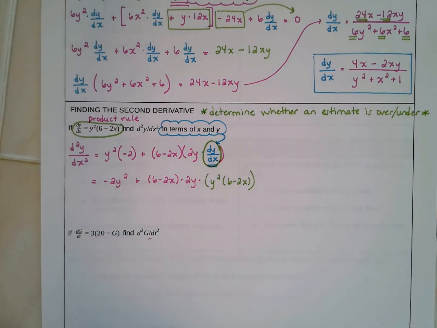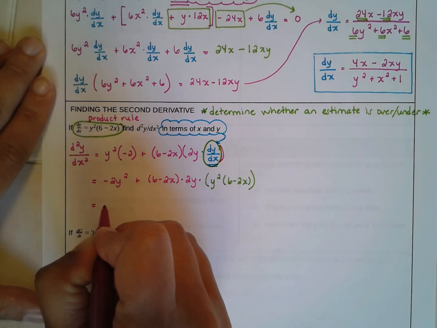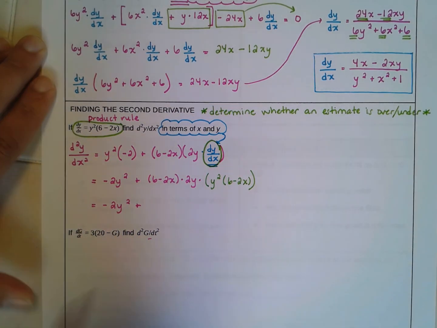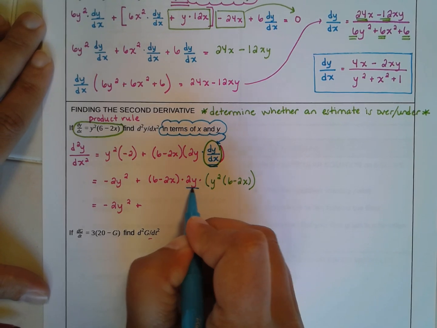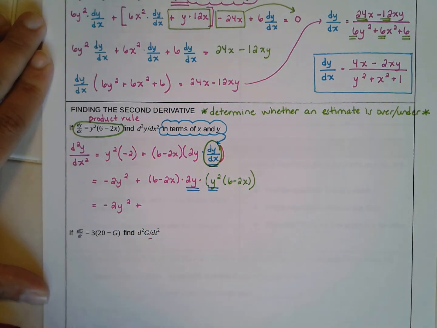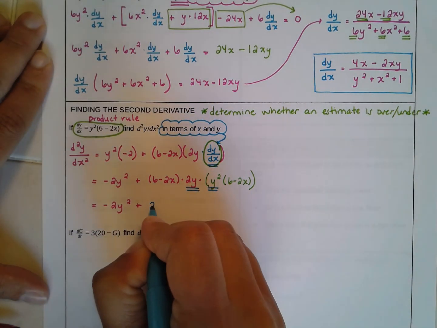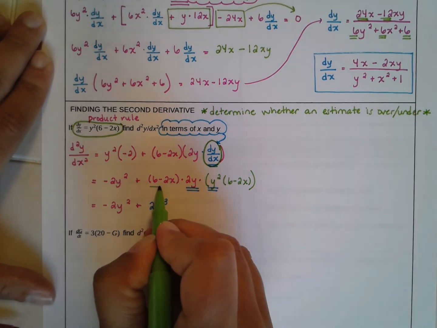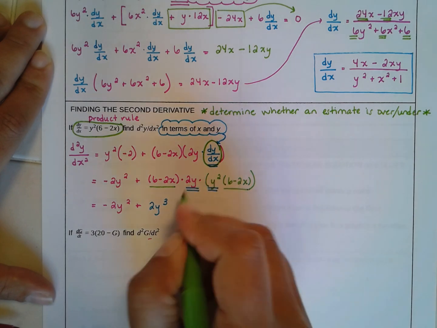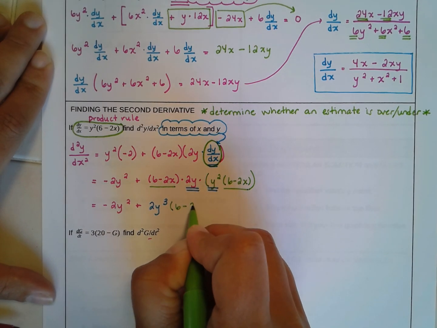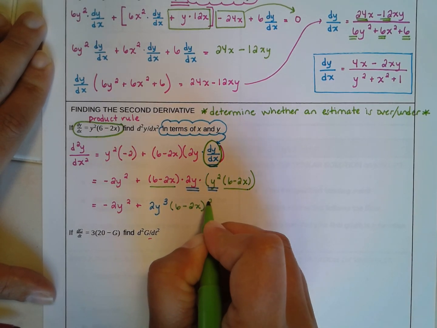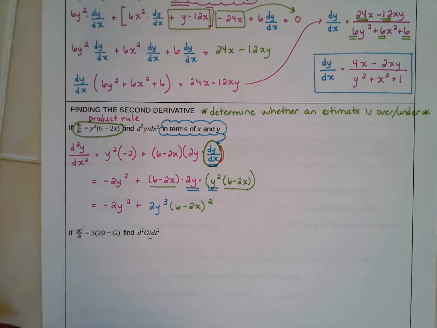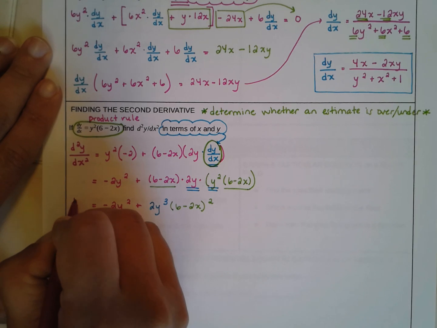Now we're going to simplify. So if I simplify this, I'm going to have negative 2y squared plus, now the 2y times y squared is going to make 2y cubed. And then 6 minus 2x times another 6 minus 2x would make 6 minus 2x squared. Now that is how I would leave my final answer.